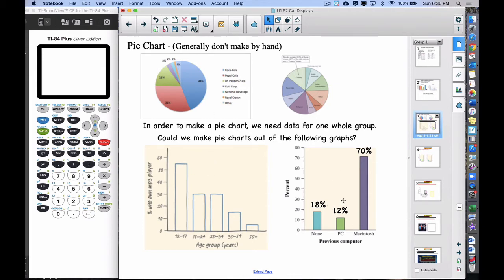The one on the right, however, they went and asked a bunch of people who were buying a new Apple computer what their previous computer was. And here we do have a graph that has everybody they asked. It adds up to 100% if you added the 3 bars. So we could convert this into a pie chart if we wanted to.